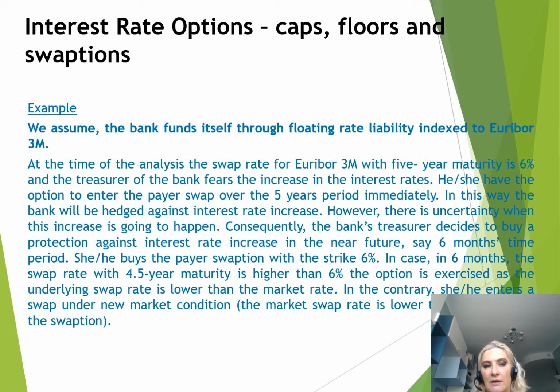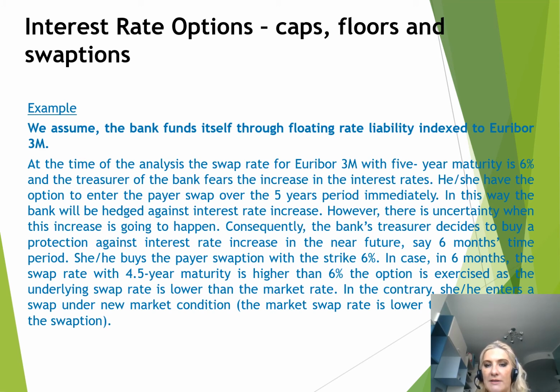Let's end with this example. We assume the bank funds itself through a floating rate liability, which is indexed to EURIBOR 3 months. At the time of the analysis, the swap rate for EURIBOR 3 month with 5-year maturity is, let's imagine, 6%, and the treasurer of the bank fears an increase in interest rates. So the treasurer has the option to enter the payer swap over the 5-year period straight away, now. In this way, the bank will be hedged against an interest rate increase. However, there is always uncertainty about when this increase is going to happen.